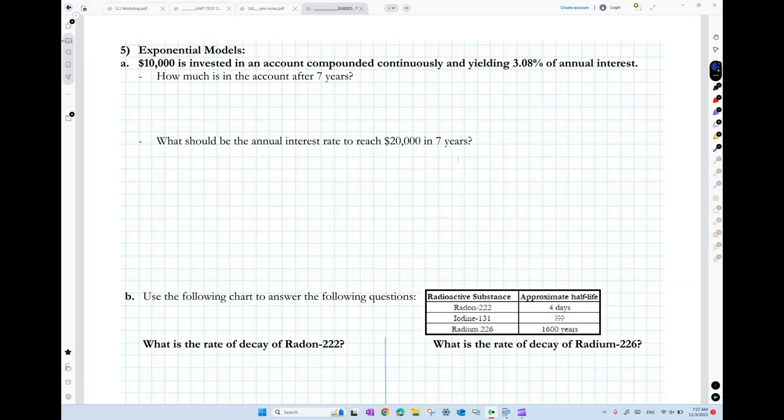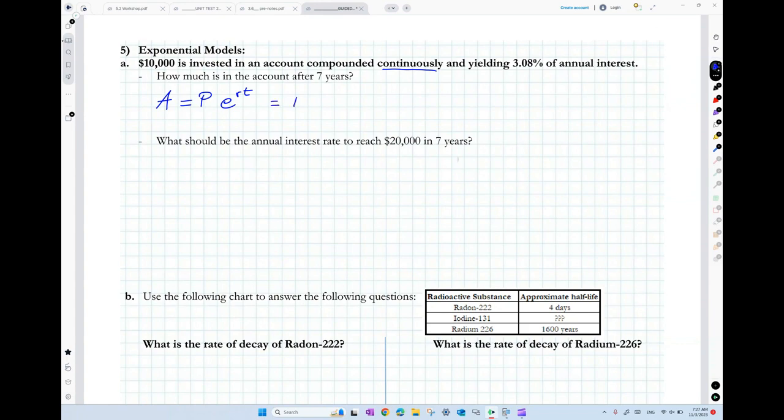Question number 5, exponential models. $10,000 is invested in an account compounded continuously. So that means that I'm going to use the following formula: the principal, the prime value, times base e of the interest rate times the number of years.